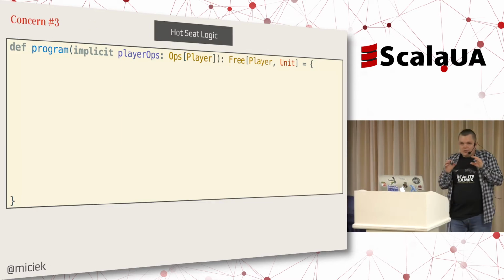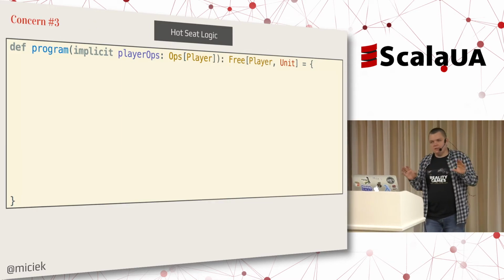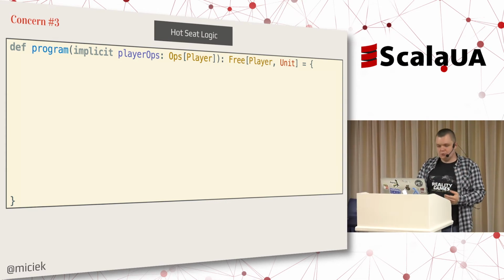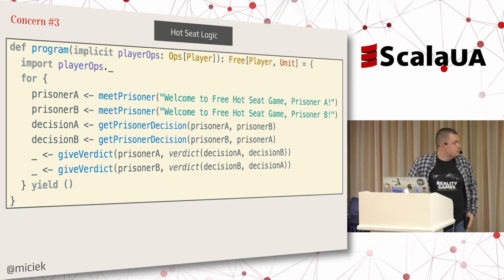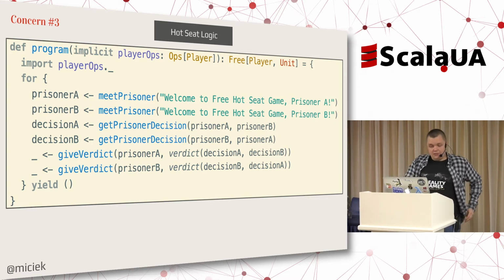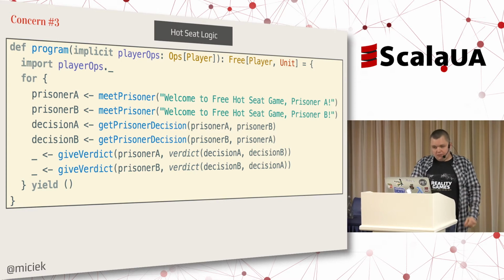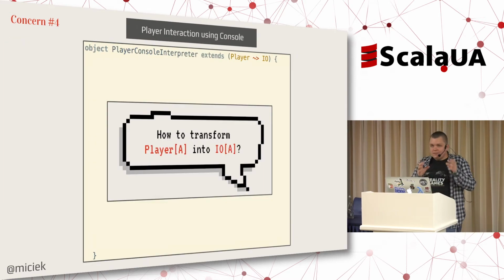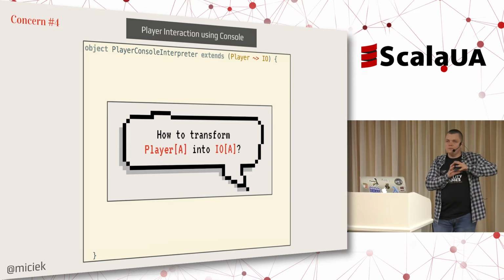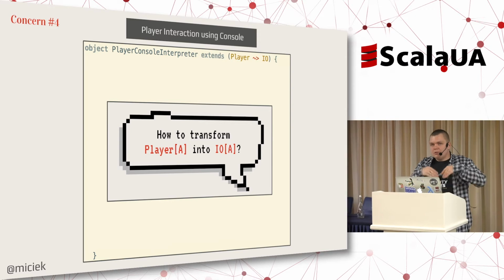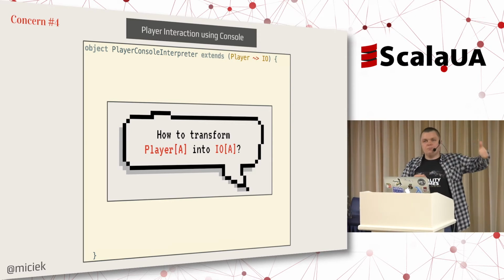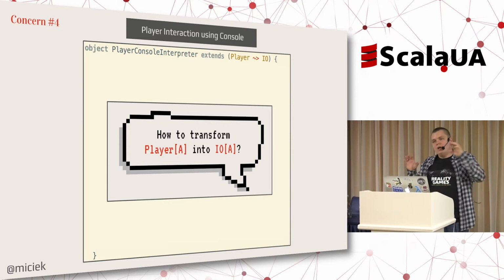So given that, without any consoles and things like that, just the player interaction, we can create a program which looks very similar to what we've seen before in the simple case, but we are using a for comprehension. So that means pure, no effects, just a description of a program, nothing more. Very similar. And only then can we deal with the 4th technical concern. The 4th technical concern is interpretation of the player operations, those 3, meet prisoner, get decision, give verdict, into I/O.